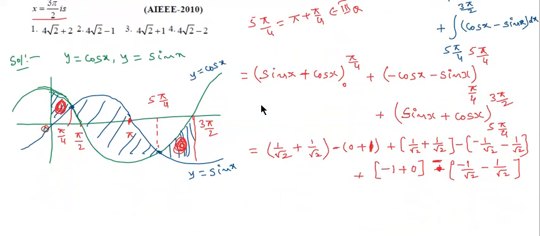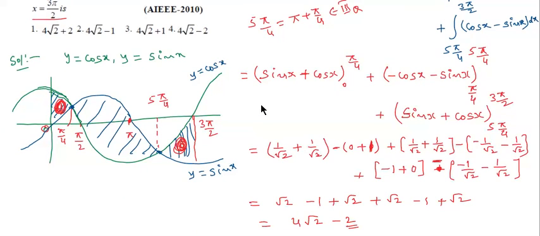Now observe that 1 by root 2 plus 1 by root 2 is 2 by root 2, that is root 2, minus 1, plus root 2, plus root 2 minus 1. Here also we are getting plus root 2. So total root 2, how many terms are there? 4. So 4 root 2 minus 2.